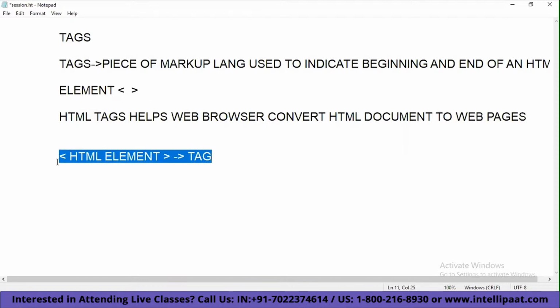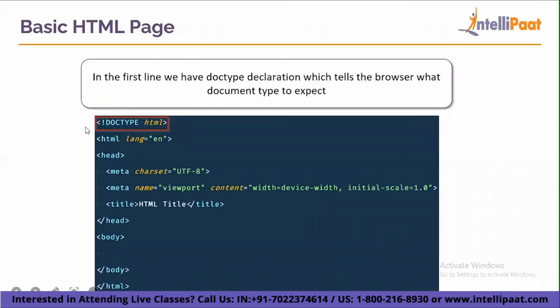Now after understanding this, you can read this out and you will understand very clearly. Tags are a piece of markup language used to indicate the beginning and ending of an HTML element. The tags help the web browser convert an HTML document to an HTML web page. Let me start explaining this one. As I said, we have many tags in HTML. This is one of the tags, the first line.